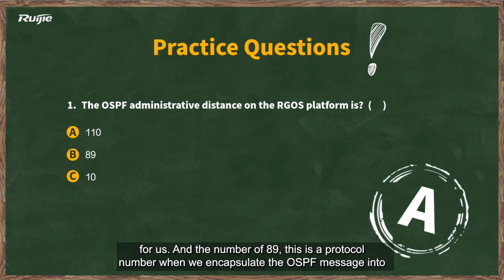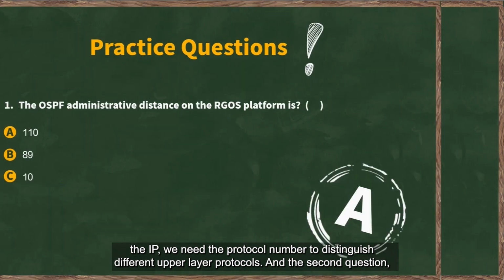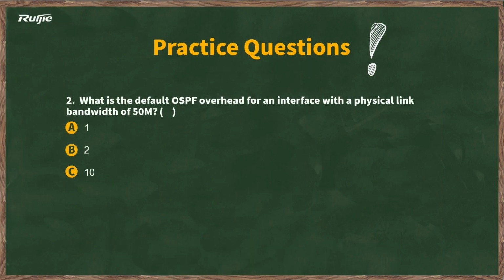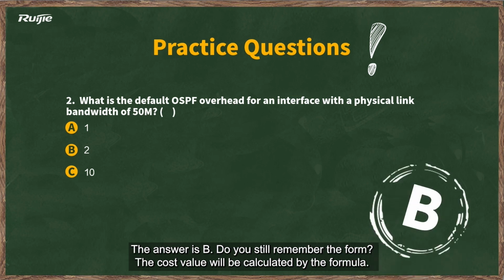It's very easy for us. And the number 89, this is a protocol number. When we encapsulate the OSPF message into the IP layer, we need the protocol number to distinguish different IP layer protocols. And the second question, what is the default OSPF cost for an interface with a physical link bandwidth of 50 Mbps? The answer is B.